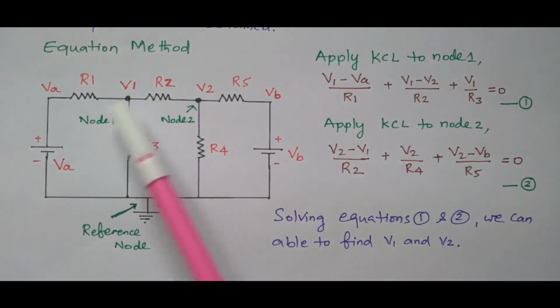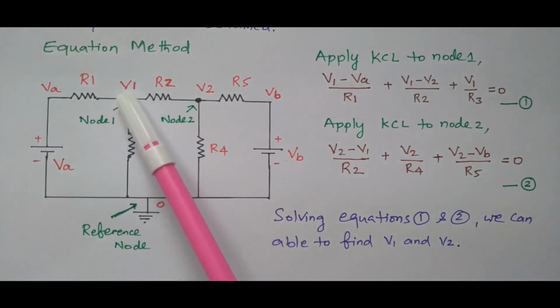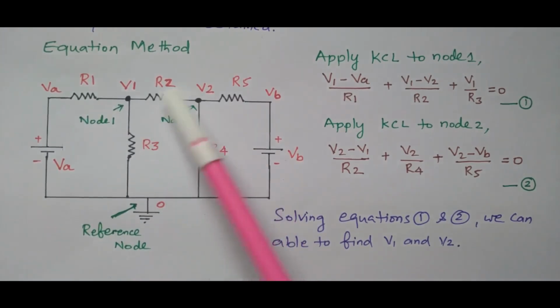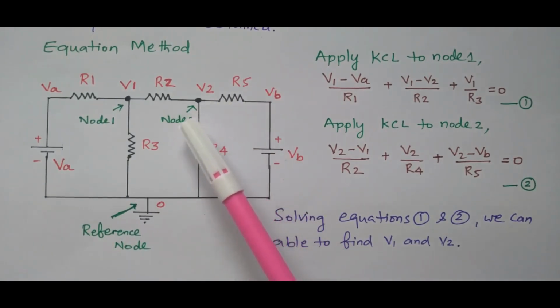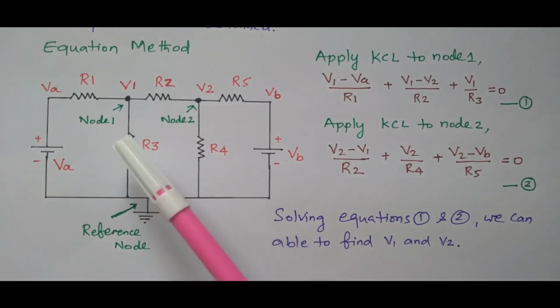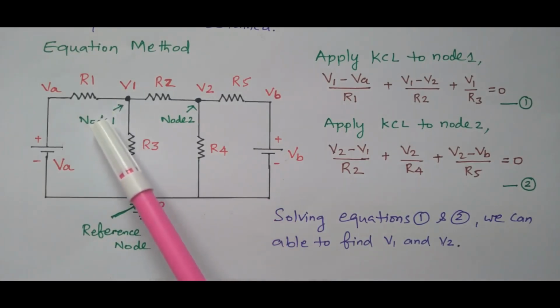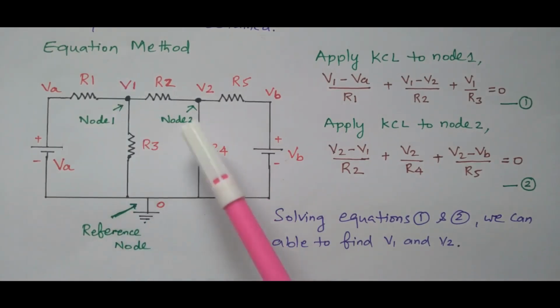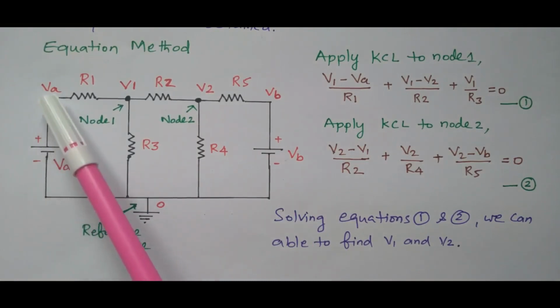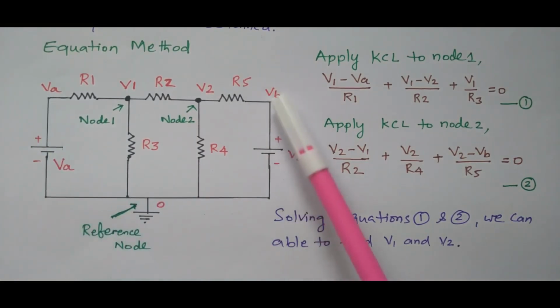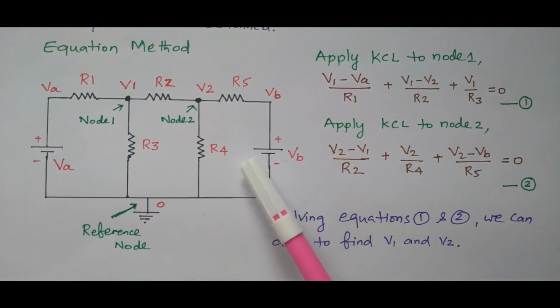See this node 1, R1, R2, R3 are connected together. Similarly at node 2, R2, R4, R5 are connected together. So a node is a junction point, and at that point a voltage will be assigned. Here at node 1 the voltage V1 is assigned, and at node 2 the voltage V2 is assigned. This point is VA, the supply voltage, and at this point VB will be available.